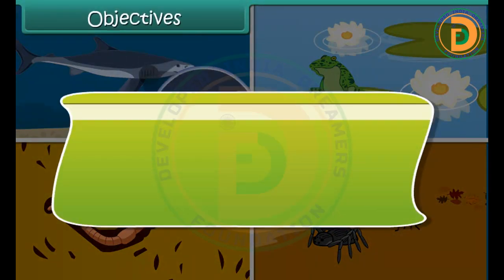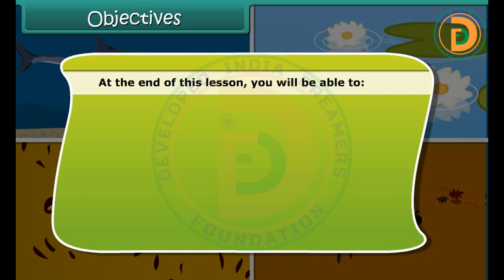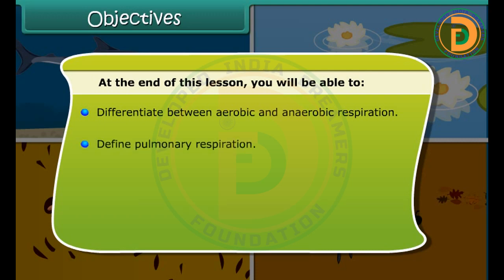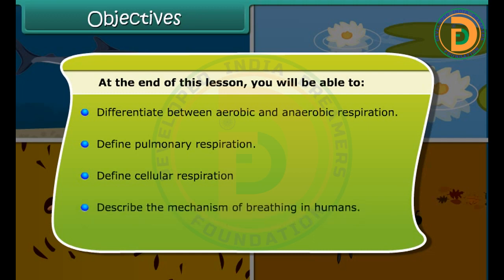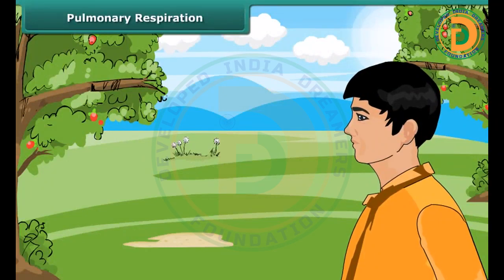Objectives. At the end of this lesson, you will be able to differentiate between aerobic and anaerobic respiration, define pulmonary respiration, define cellular respiration, describe the mechanism of breathing in humans. Let us look at what is breathing.